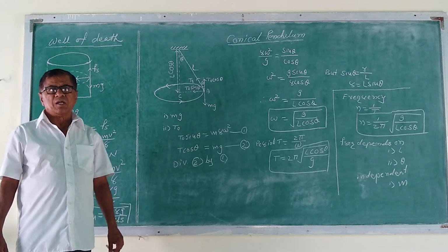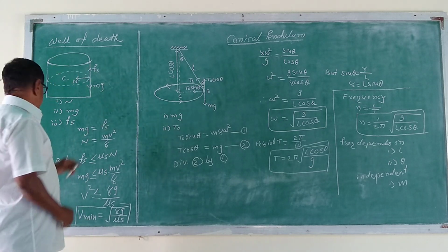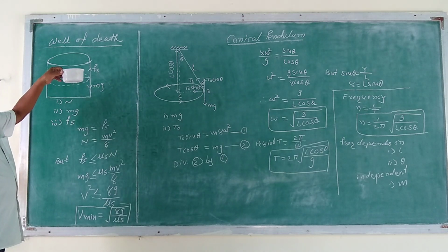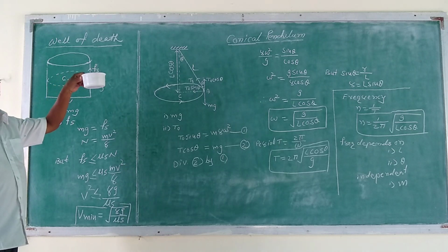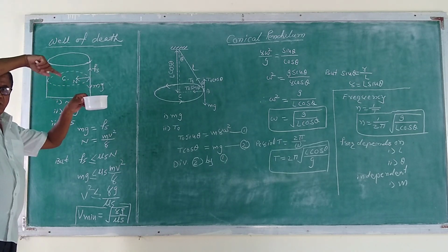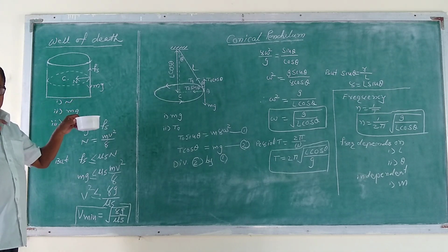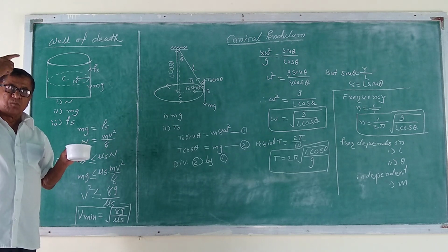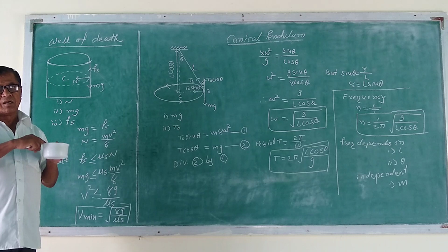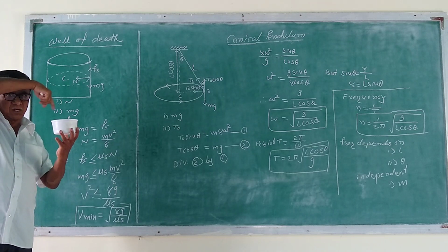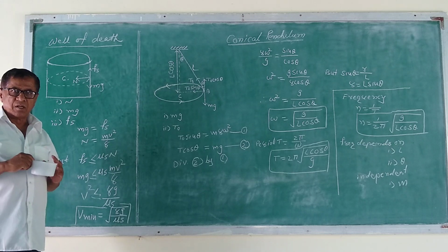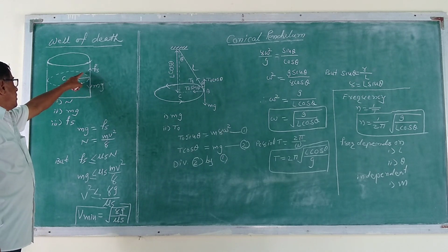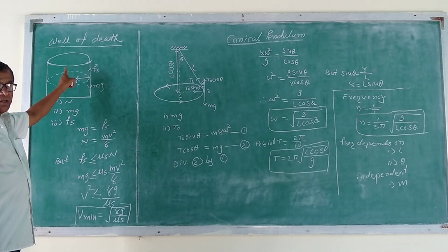Now in the well of death, the cylindrical shape like this one, this is the cylindrical shape. Now the motorcyclist is driving his motorcycle along the horizontal circle, not the vertical circle. In the next part, we are going through the vertical circular motion, in which the motorcyclist is driving in the vertical circle. Here we are going to consider the horizontal circle. Now suppose the motorcyclist is at this point, driving along the horizontal circle in this way.